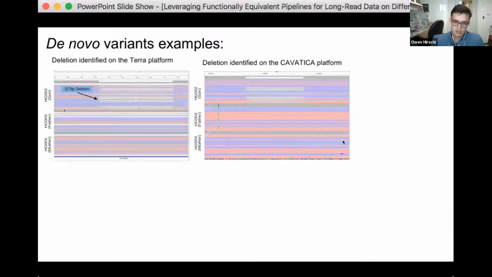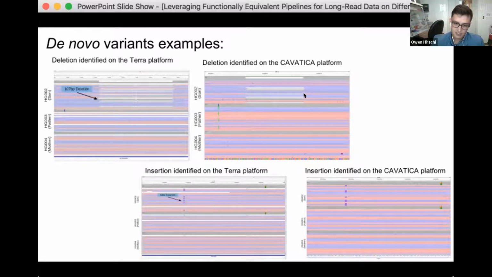So the first example is a 107 base pair deletion only found in the proband on chromosome 17, which the Schatz group identified, and that we were also able to re-identify in our variant calls on Cavatica. The second is an example of a 34 base pair deletion only found in the proband on chromosome 18 that the Schatz group also identified in their previous analysis, and we were able to re-identify.